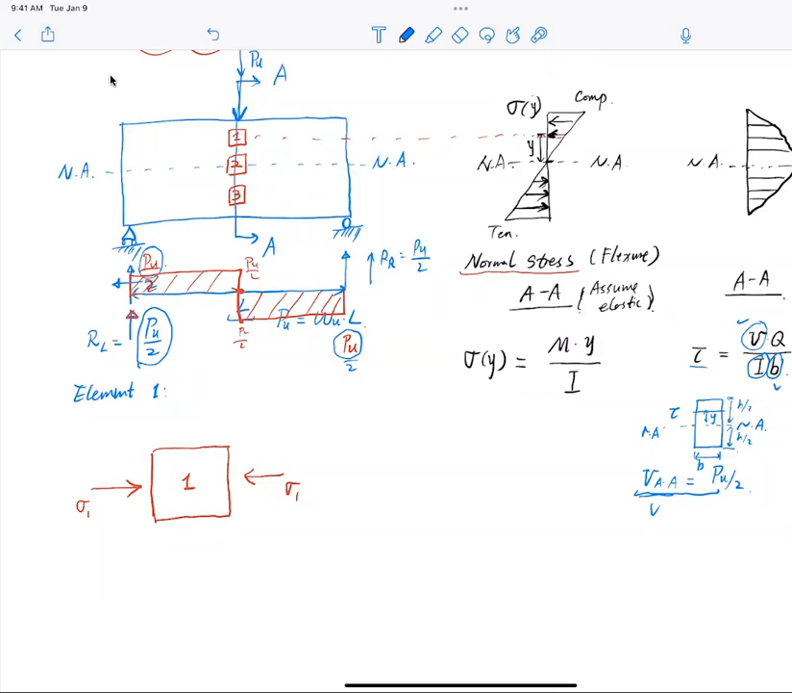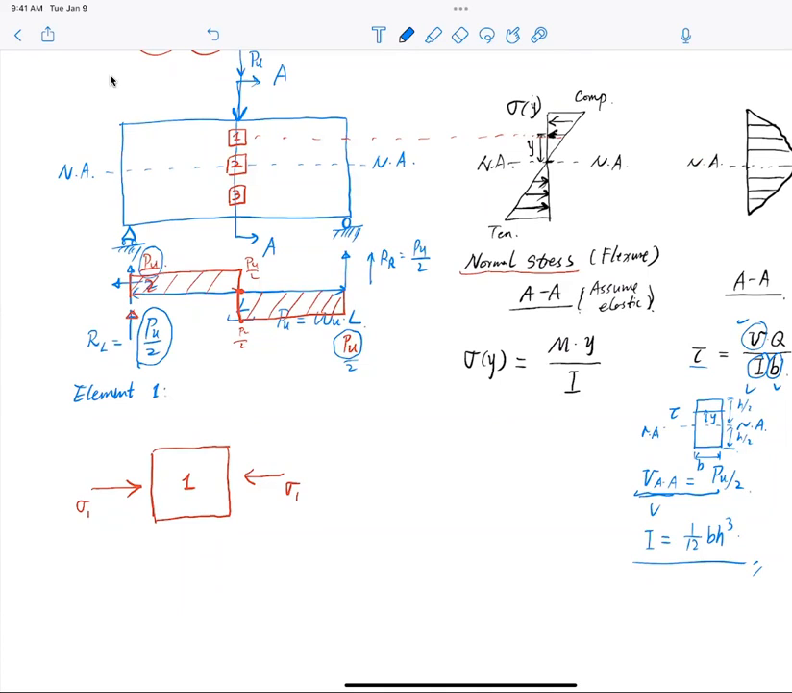So can you help me out here? For moment of inertia I for a rectangular beam, what is the equation for it? 1/12 b h cubed, right? Perfect. Thank you so much, Austin. So that is the moment of inertia. We know it.